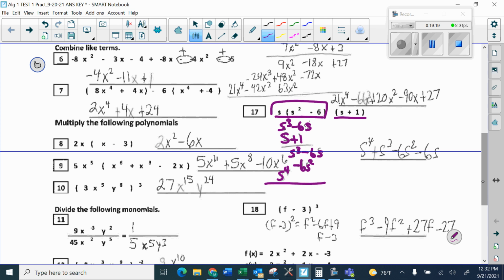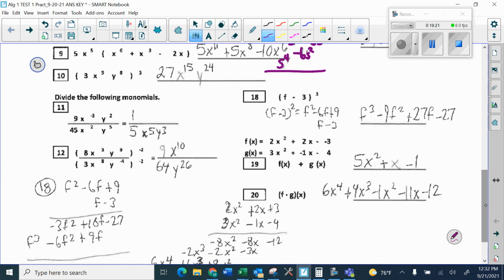Okay. Number 18 is taking a binomial and cubing it. Now I got done telling you can only multiply 2 together at a time. So I did f minus 3 squared, and I used the shortcut rule. Remember the shortcut rule says I square the first term, multiply those together, it's negative 3f, double it, negative 6f, and then square the last term. Whenever you square a number, it's always positive. You better never have a negative there, plus 9.